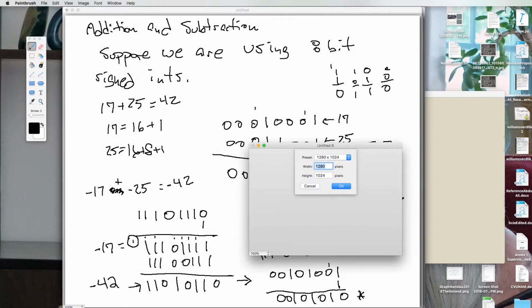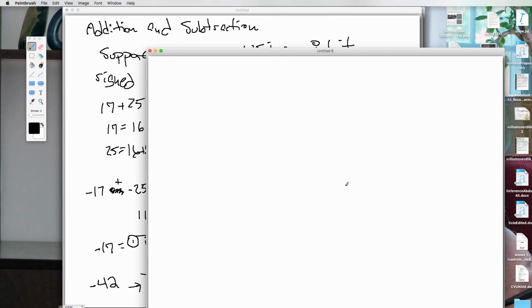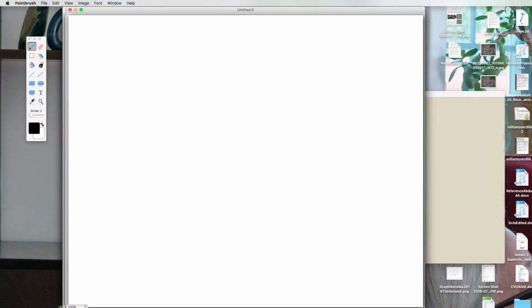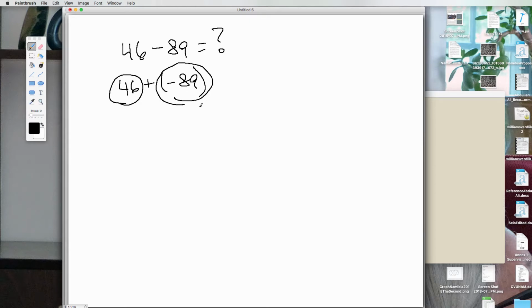Subtraction isn't either. And I am going to leave that as an exercise, but I'll give you the basic idea. Suppose I wanted to do something like 46 minus 89. Well, remember, that's the same thing as saying 46 plus a negative 89. So what we need to do here is calculate 46 in binary, and calculate negative 89 in binary. Okay, you got me? I'll do it myself.